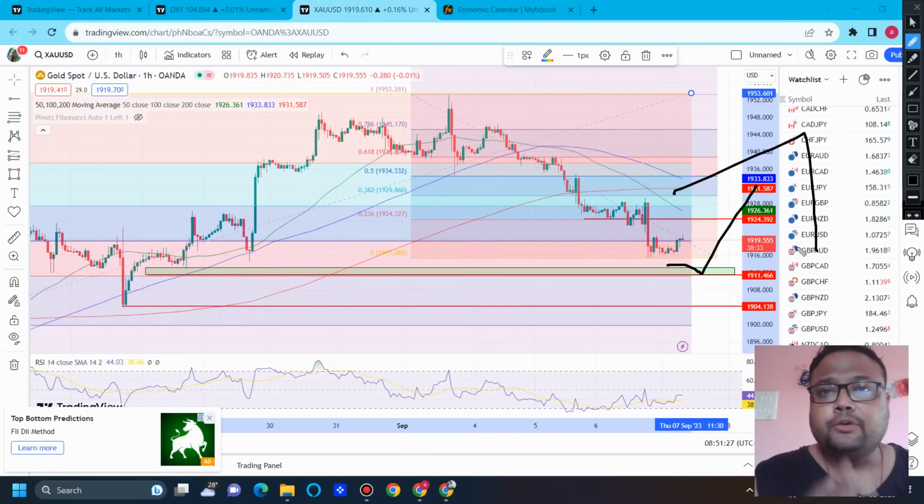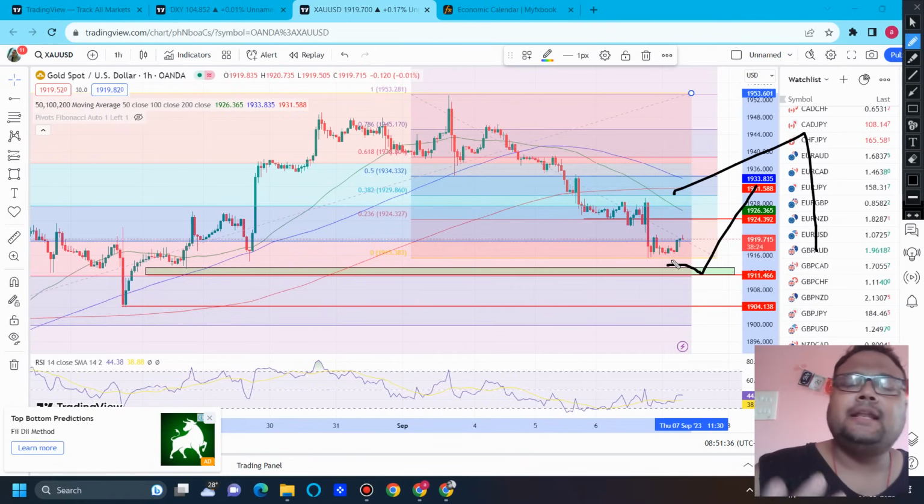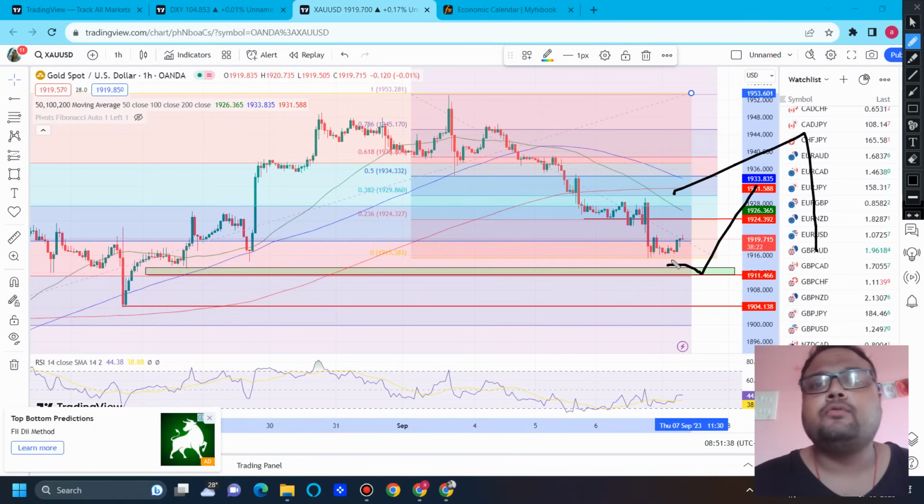As I said earlier, you need to follow the fundamentals. Okay, but if we see the market is going down before news, market is trying to take support around 1911, 1912 level, you can go for a buy position. How much you can expect? You can expect around 35 to 40 pips.